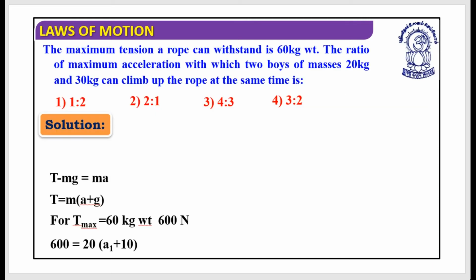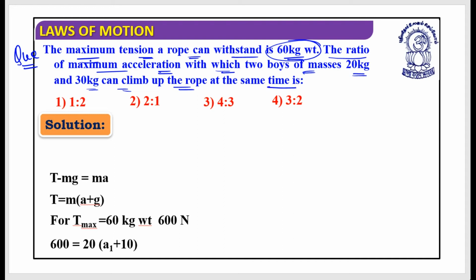Let's have a look. The question says that the maximum tension a rope can withstand is 60 kg weight. Look at this, they have given 60 kg weight. That means 60 multiplied by g. The ratio of the maximum acceleration with which two boys of masses 20 kg and 30 kg can climb up the rope at the same time.